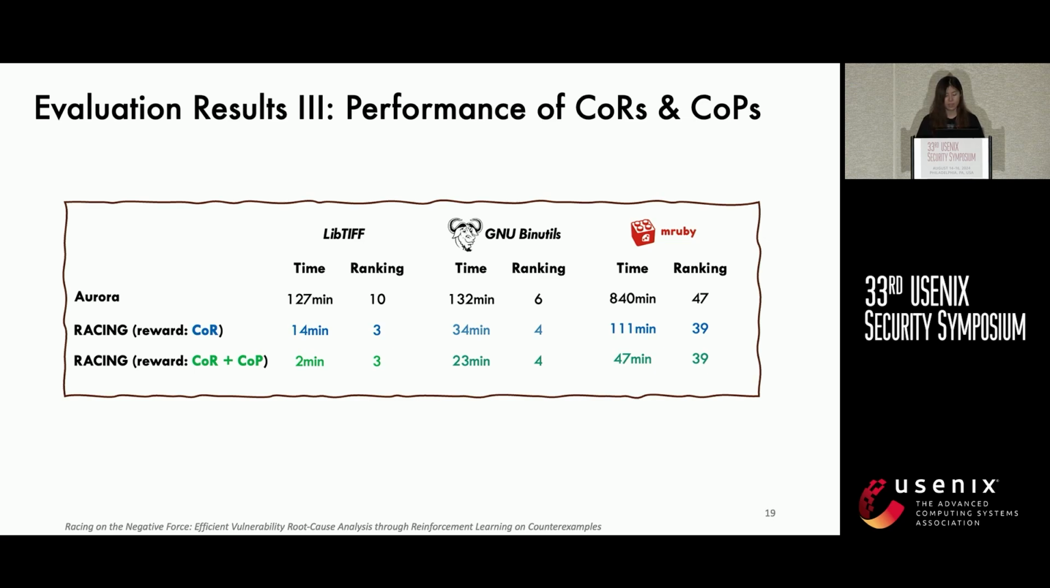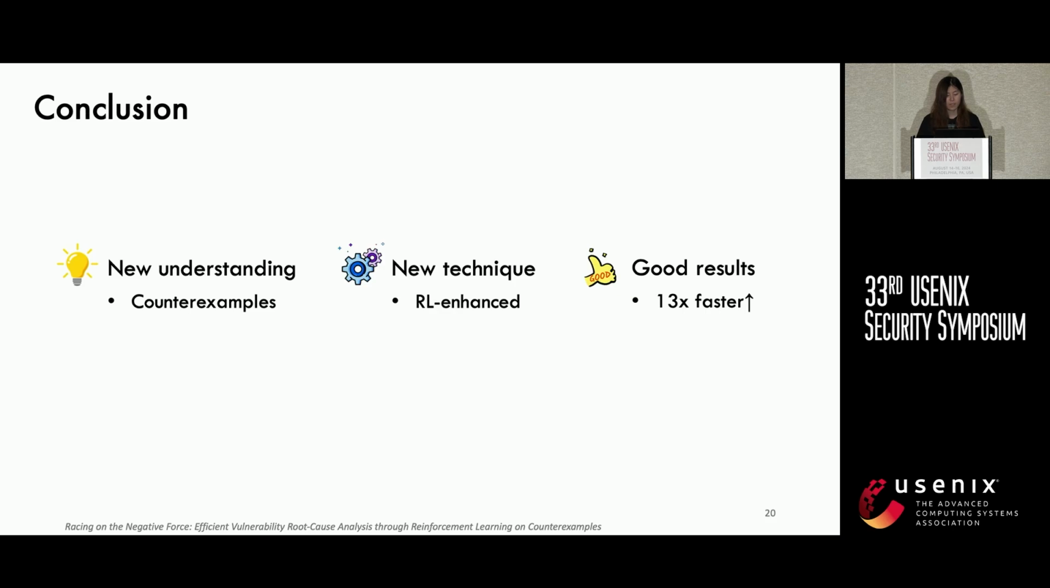For example, in the case of a vulnerability in LibTIFF, using COR alone can reduce the analysis time from over 2 hours to 40 minutes, while improving ranking from 10th to 3rd. When combined with COPs, the analysis time was further reduced to just 2 minutes, only 1/16 of the time required by Aurora. Let's conclude this talk.